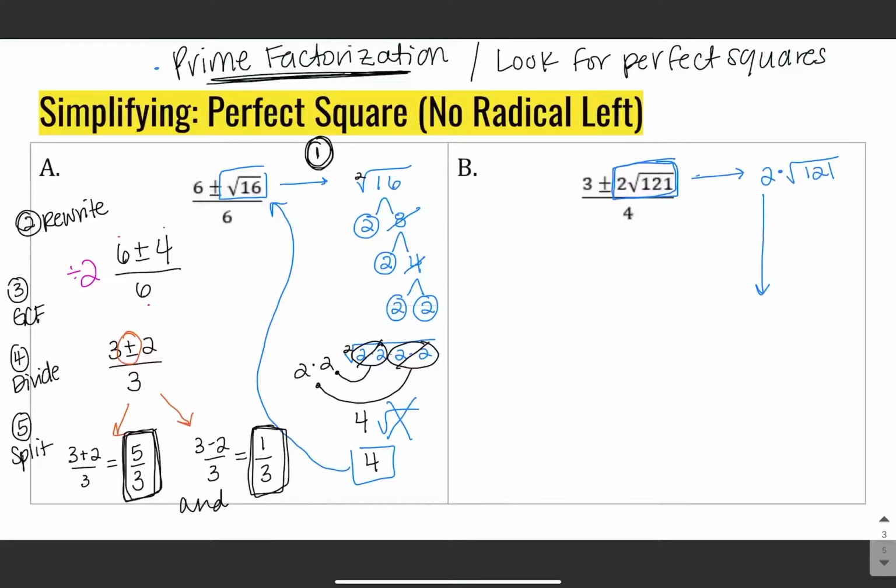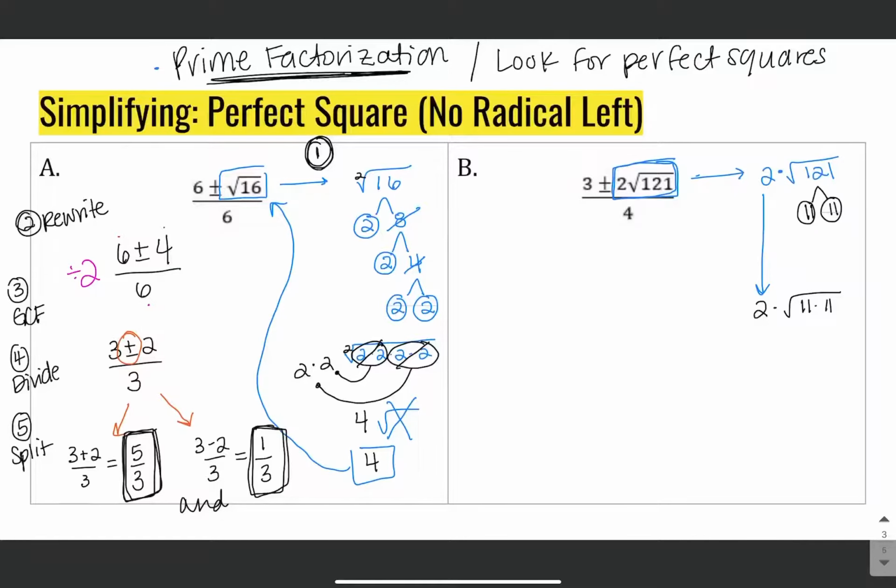Let's go ahead and break down 121. Now again, 121 is a perfect square. Some of us might recognize it, some of us might not. The only number that is divisible into 121 is 11 and 11. These are both prime. Again, the idea that technically I have 2, and that's going to be times the square root of 11 times 11.